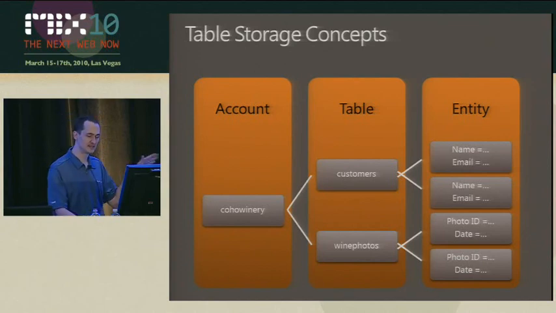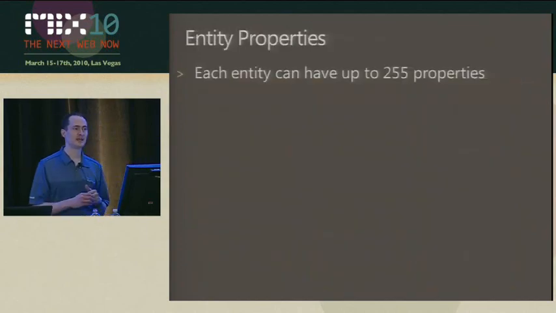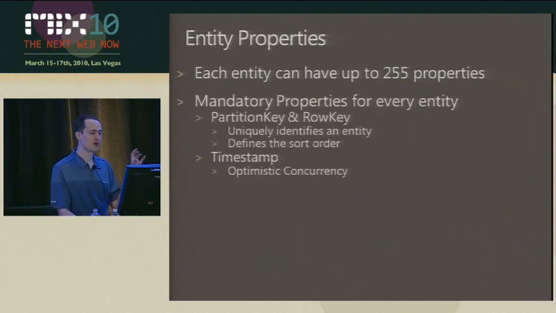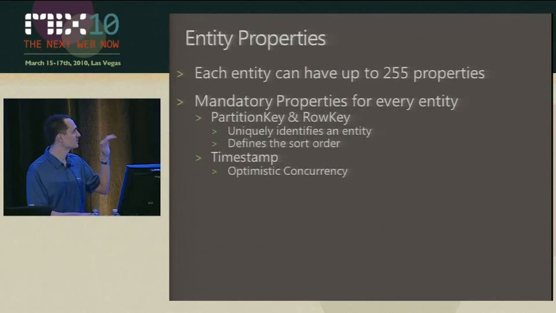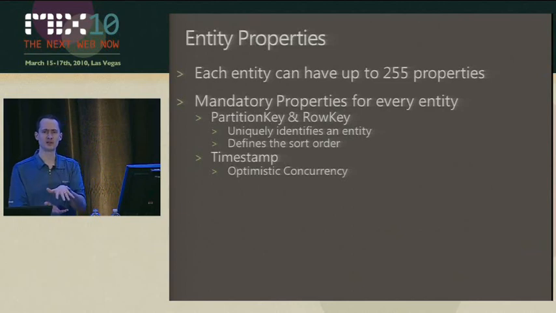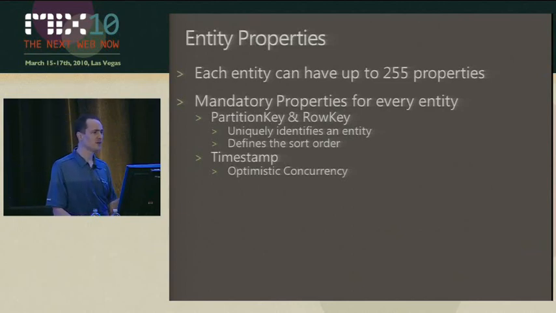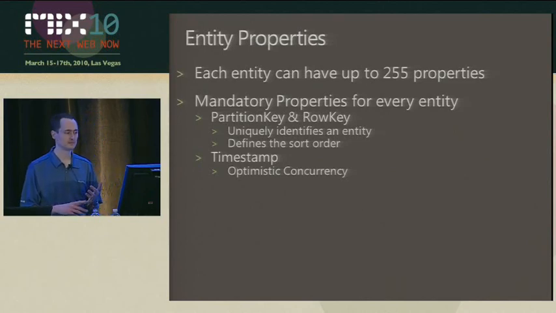Now, each entity inside the table can have up to 255 properties. And the mandatory properties for every entity are the partition key and row key. Combined, these uniquely define basically the primary key for the entity. In addition, this also defines the sort order for your table. All the entities in your table are sorted by partition key and then row key within the partition. The other mandatory property is a timestamp, which we use internally on the servers to record when an entity was last updated. And this is used by the client to perform optimistic concurrency.